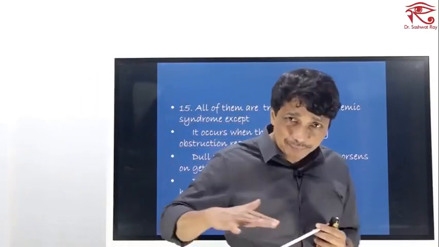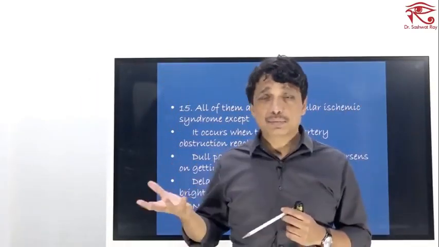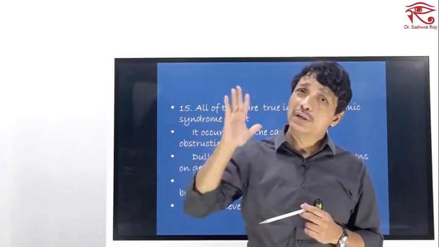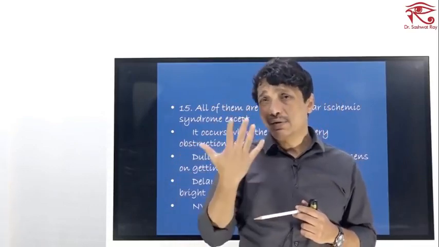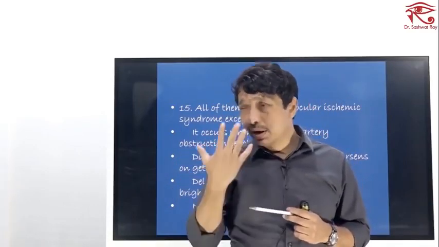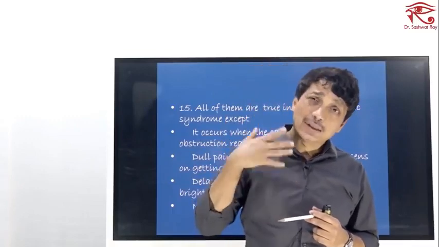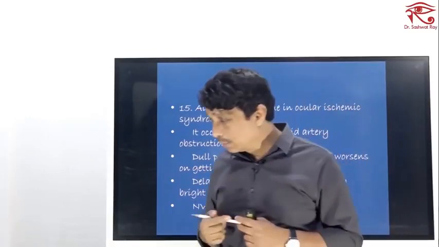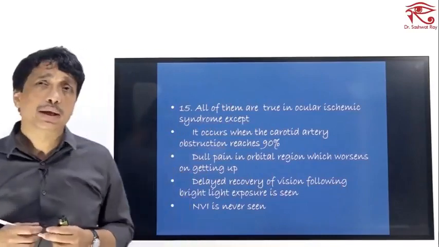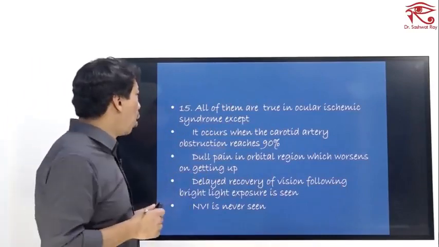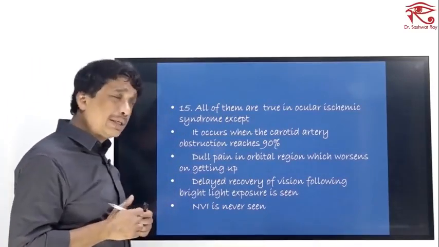When you're lying down, because of gravity, you still have some blood flowing there, but when you get up in the morning, you're vertical. Because of anti-gravity, the blood becomes even less to the eyes, and the pain worsens when you get up in the morning. That is also another sign of ocular ischemic syndrome. So these are both correct.